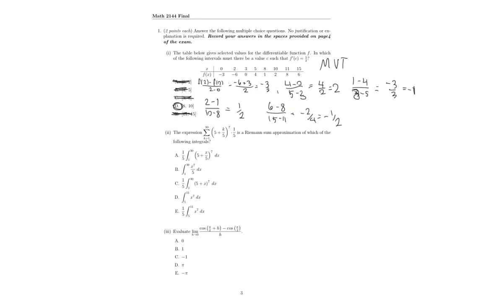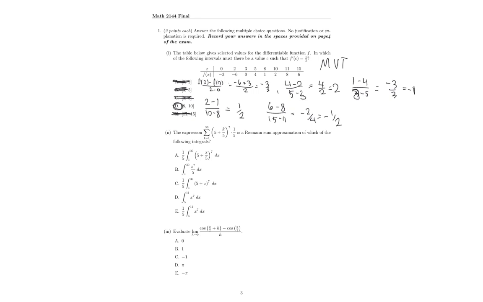As a side note, the reason why I knew it was the mean value theorem is that it's asking me about a value inside an interval, such as the derivative equals a certain thing. That's pretty close to what the mean value theorem says. For this next one, it gives us this expression. It's a Riemann sum approximation of which of the following integrals.